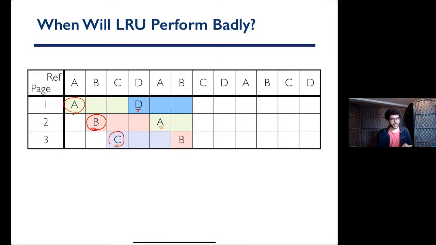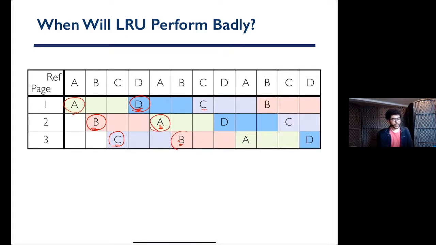But then, unfortunately, the next one is C. So which one should I kick out? Now B was accessed here, A was accessed here, D was accessed here. So D is the one that was accessed the furthest. So I'm going to kick D out. Unfortunately, the next one is D. So now, between C, A, and B, A is going to be kicked out. A comes, kicks out B, and so on and so forth.